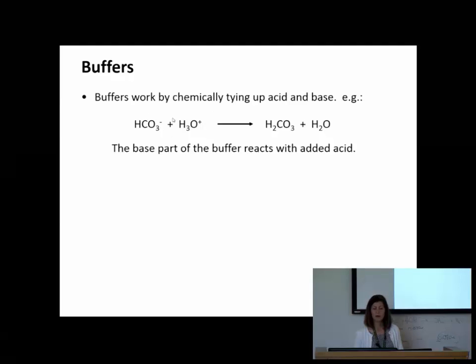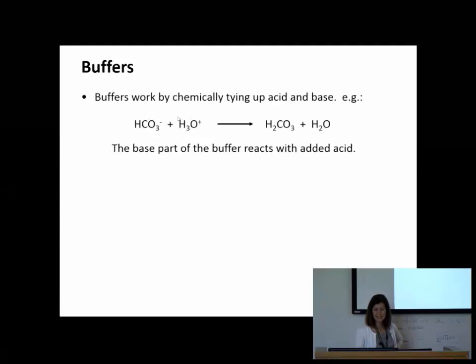So the buffer here, we're taking the carbonic acid buffer. This is carbonic acid, and this is the bicarb anion. And when we add in added acid, is the acid part of the buffer going to react with it? No, it's the base part of the buffer that is going to react with the added acid. So here is what you should write in your notes. This is the base part of the buffer, right here. And then this one is added acid.